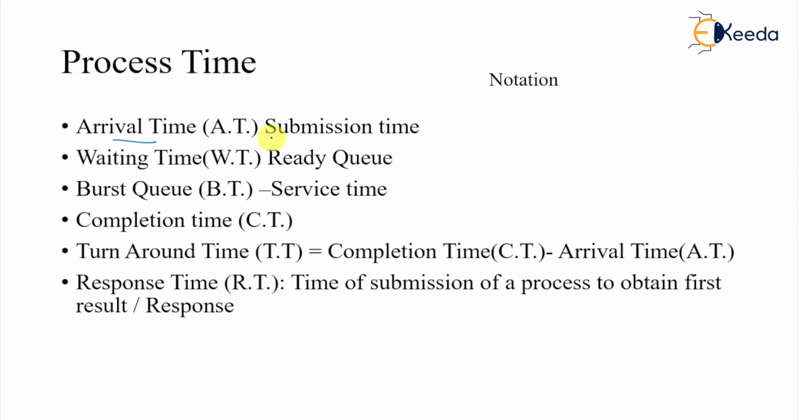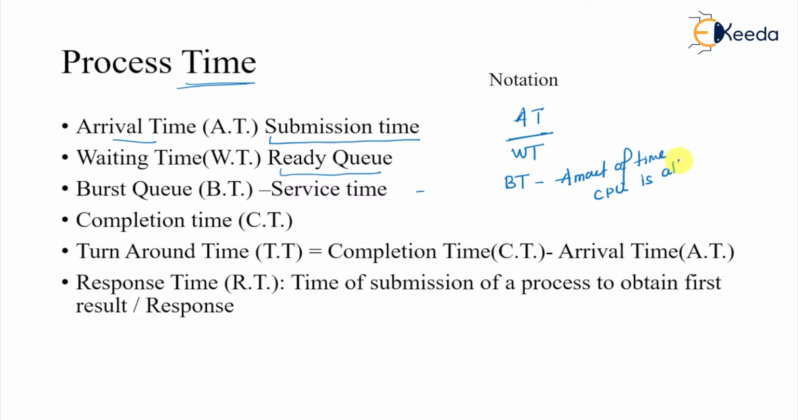So there can be arrival time, that is the submission time. The notation I can say here is AT, arrival time. Waiting time is WT, the time before it has been allocated to the CPU. Burst time is the service time, which means the amount of time the CPU is allocated.